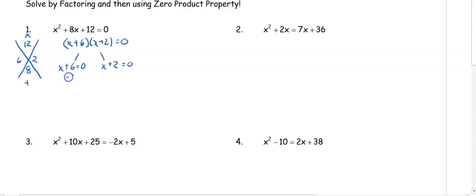So in the first equation, we would subtract 6 from both sides, so x is negative 6. Then we would subtract 2 in the second one, and we get x is negative 2.